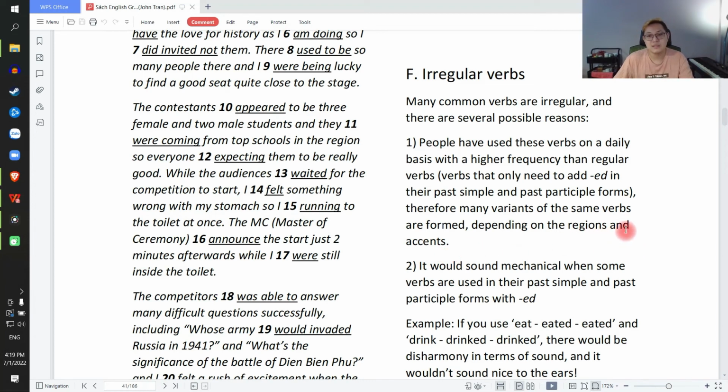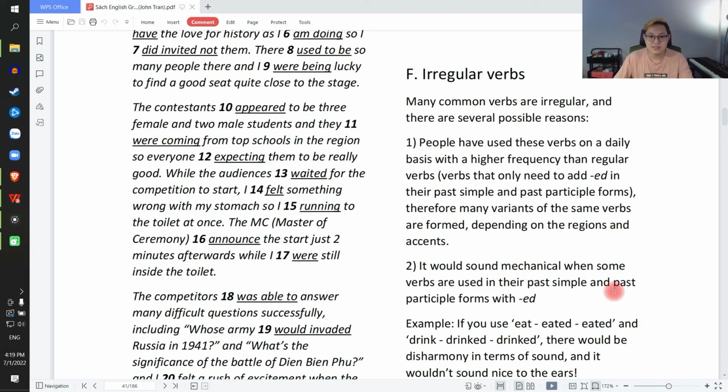Lý do thứ nhất là con người ta đã sử dụng những cái động từ này hàng ngày luôn rồi, với một cái tần suất mà sử dụng cao hơn là những cái động từ có quy tắc. Tức là những động từ mà chỉ cần thêm ed ở dạng quá khứ và quá khứ phân từ á. Vì thế nó có nhiều cái variant, những cái phiên bản khác nhau của cùng cái động từ đó được tạo thành do con người ta sử dụng quá nhiều rồi. Nó tạo thành nhiều cái phiên bản khác nhau của những động từ tùy thuộc vào vùng miền và cái accent và cái giọng của từng vùng miền.